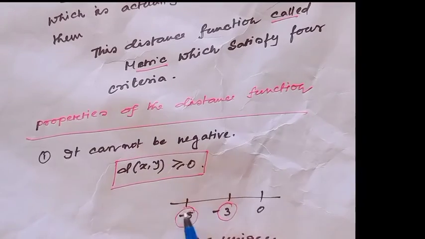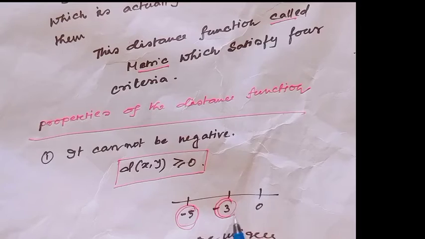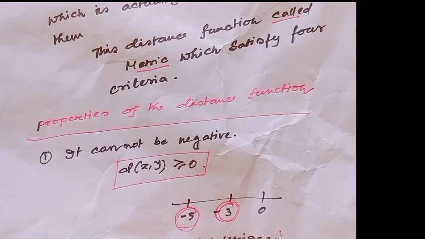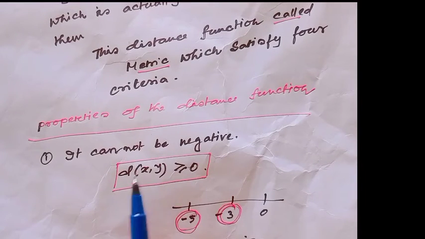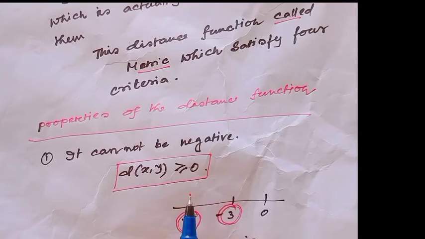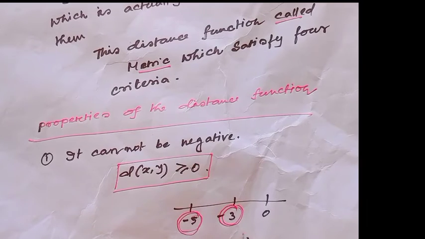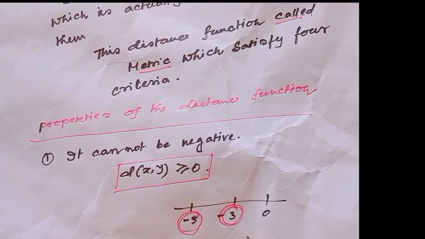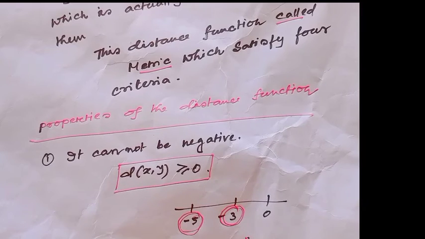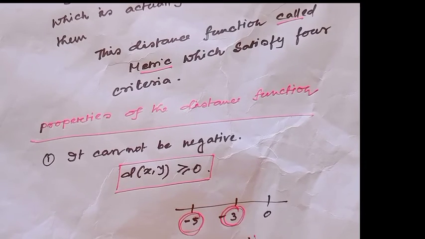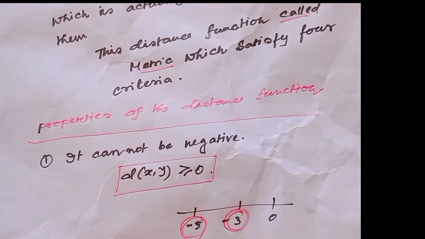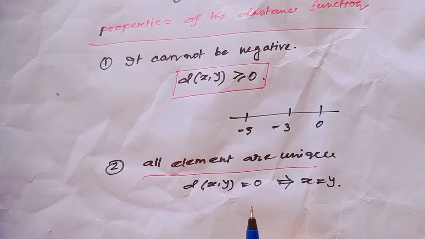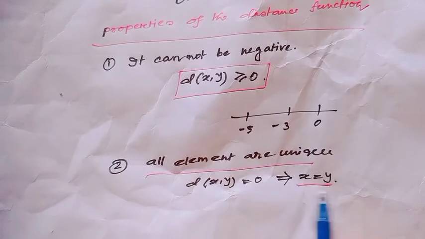As an example, if you consider two points minus 5 and minus 3, then their distance would obviously be minus 2. But this indicates the distance function is always greater than or equal to 0, so we have to take the absolute value. Their distance would be plus 2, because the distance function is always greater than or equal to 0. Second, the distance between x and y equal to 0 always implies x equals y.